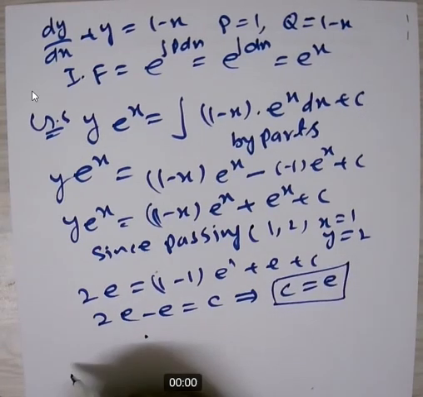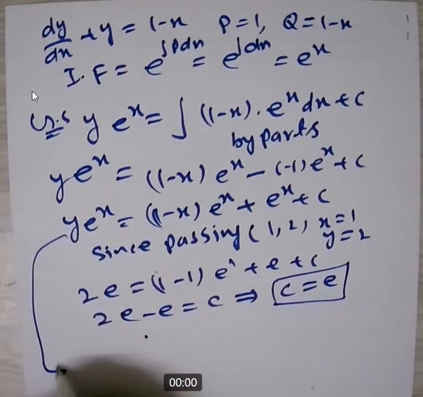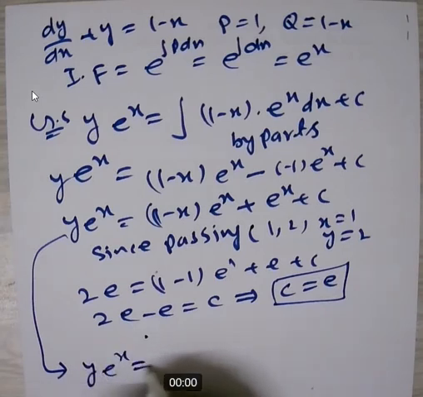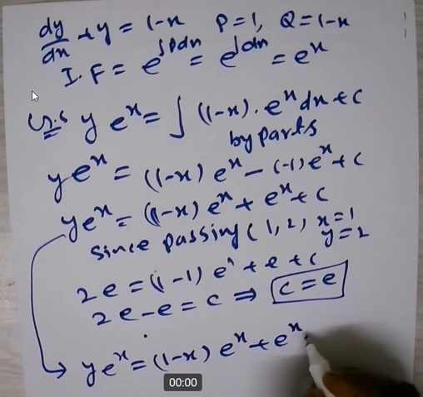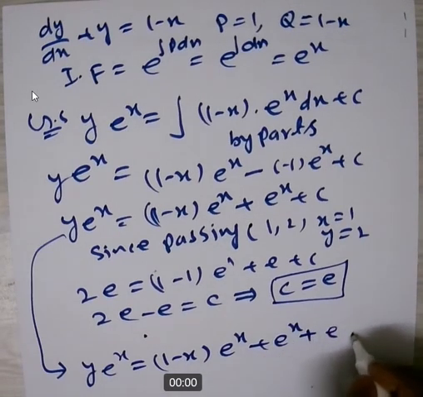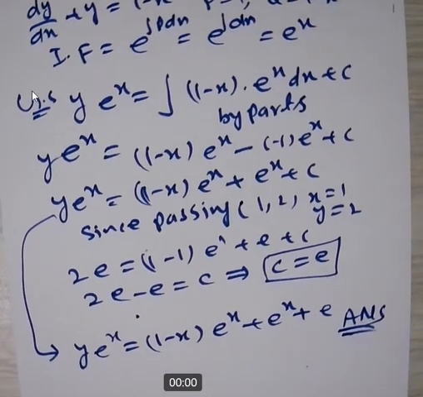Therefore the orthogonal trajectory which is passing through 1 comma 2 is, replacing this one here, y into e power x is equal to 1 minus x times e power x plus e power x plus e. This is the answer of the orthogonal trajectory of the function which is passing through point 1 comma 2.